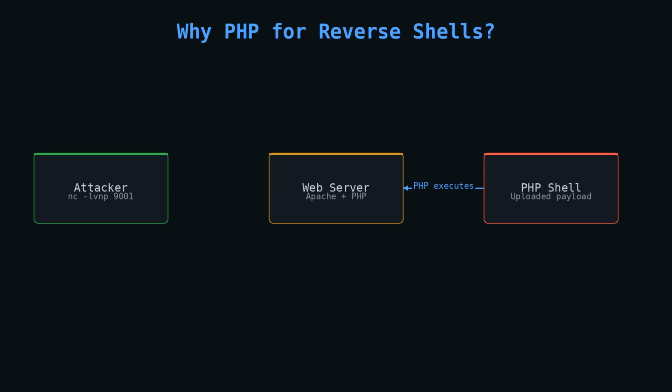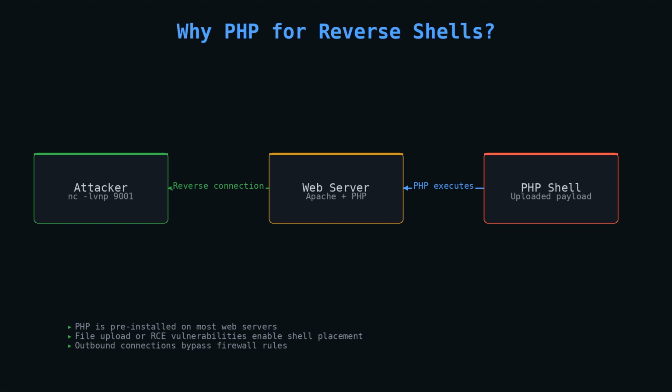When you find a file upload vulnerability or a remote code execution flaw in a PHP application, you can drop a PHP reverse shell and get interactive access to the server. The server runs your PHP code, which connects back to your machine, and you get a full command shell. The beauty is that PHP is already installed on the target, so there's nothing extra to deploy.